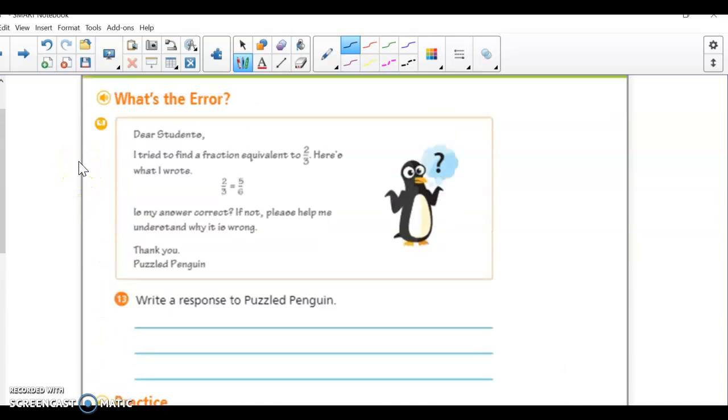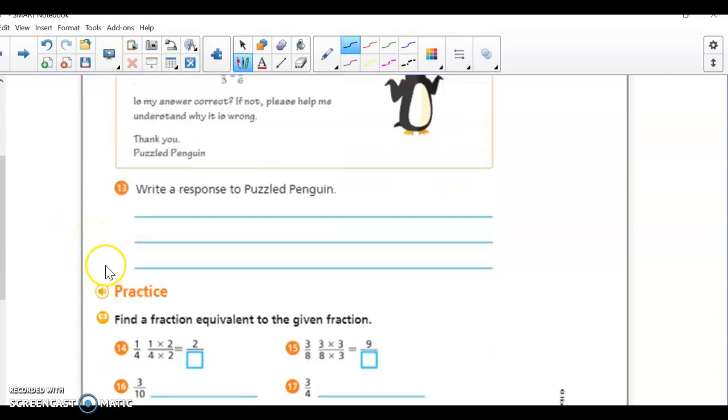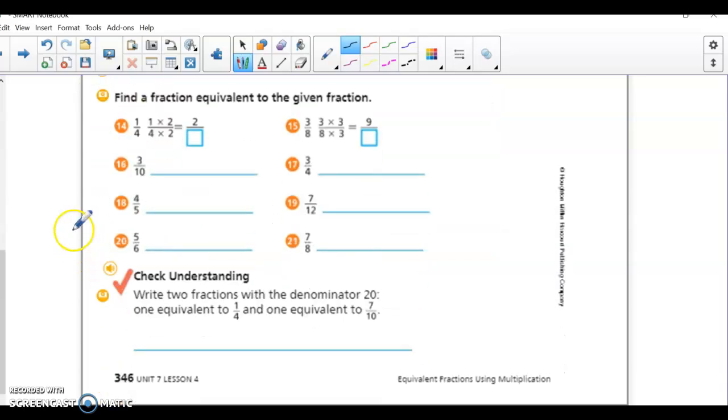Go ahead and read the puzzled penguin problem, or I'll read it for you. It says, "Dear students, I tried to find a fraction equivalent to 2/3. Here's what I wrote. 2/3 equals 5/6. Is my answer correct? If not, please help me understand why it is wrong. Thank you, the puzzled penguin." Write your response here, and then try and answer the following. Go ahead and pause now.